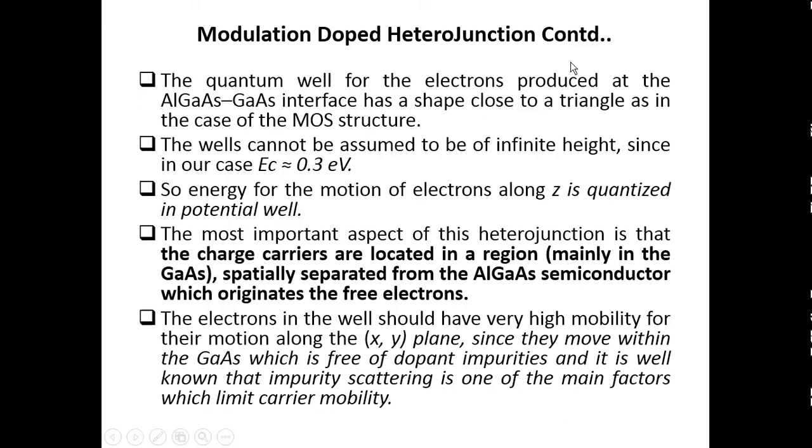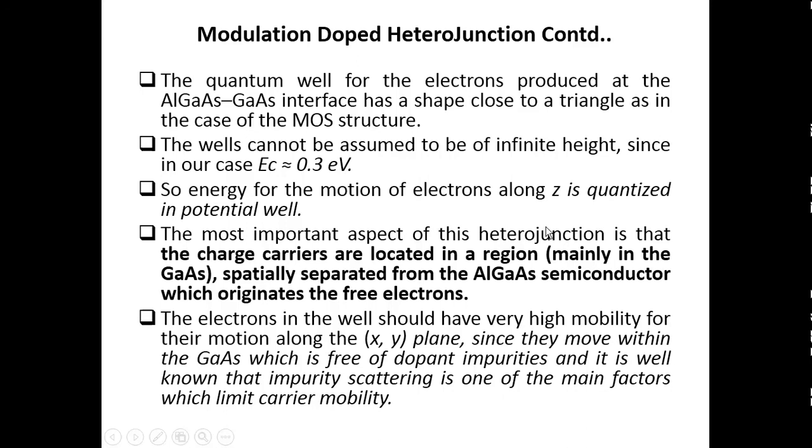So electrons are free to move in the xy directions, not in the direction of z. It is confined in the z direction. So this potential well can be quantized in the z direction.